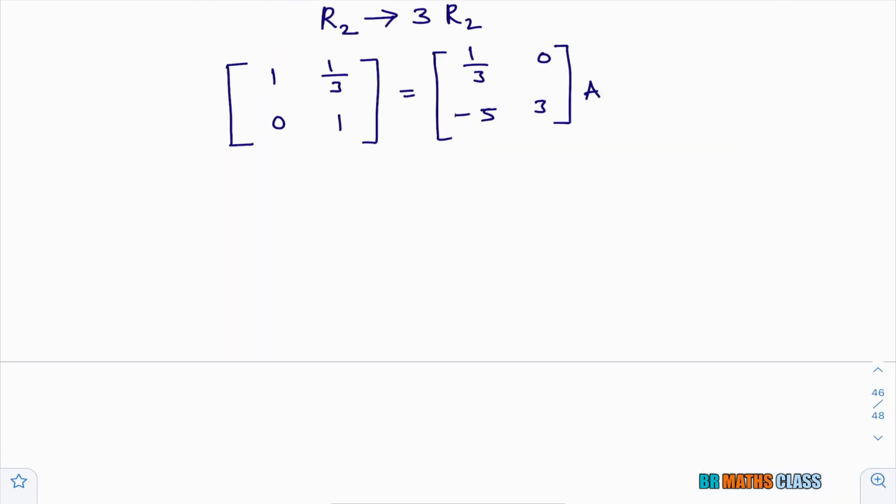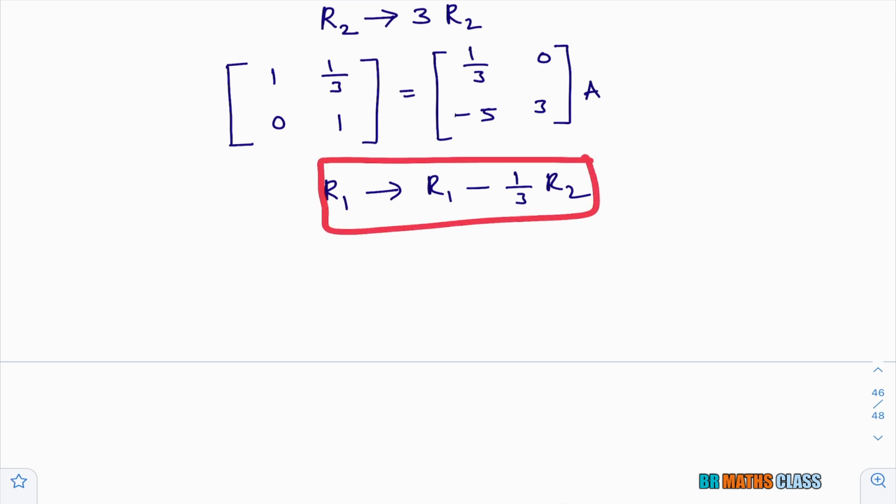So what I'll do now? I'll use this R1. I want to get 0 here. To get 0 here, I'll use this operation. This is in the first row. Now R1 changes as R1 minus. You want 1 by 3 at this place. How will you get 1 by 3? Multiply this row with 1 by 3. 1 by 3 into R2. If you understand how to write these operations, these problems are nothing. Very easy.